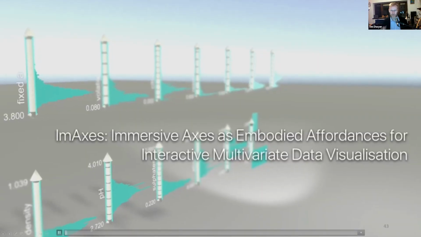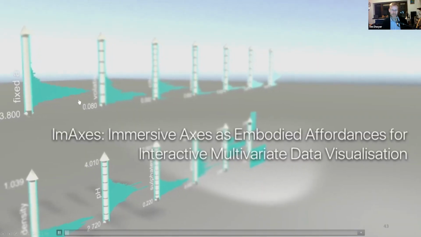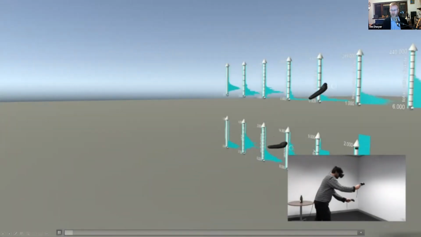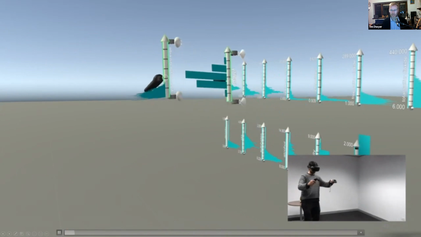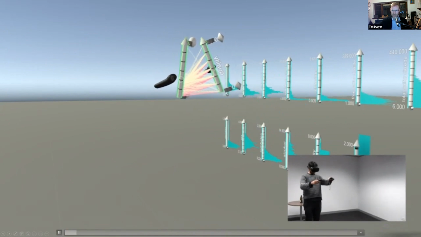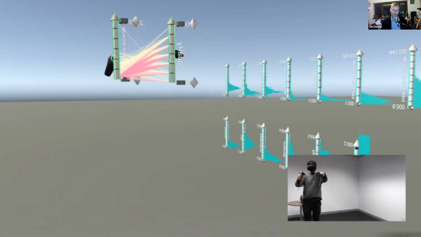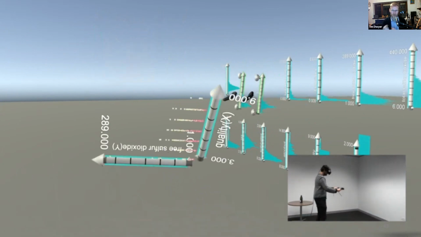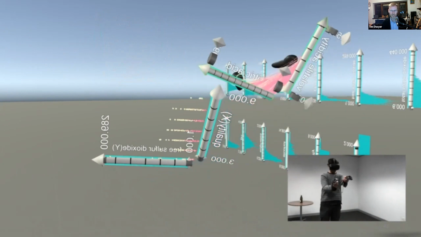And here's the system we built. So it starts off with a shelf of the data dimensions on the wall of the room like this. And you can pick up the axes and clone them and drag them into the room and create either parallel coordinate plots or scatter plots, depending on how you hold the axes relative to each other.